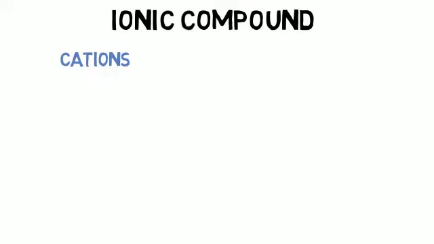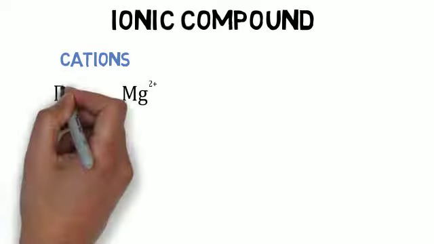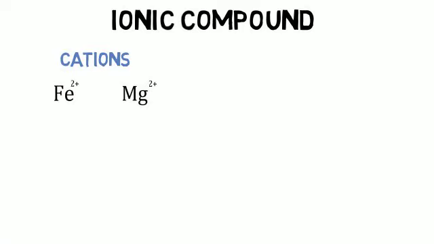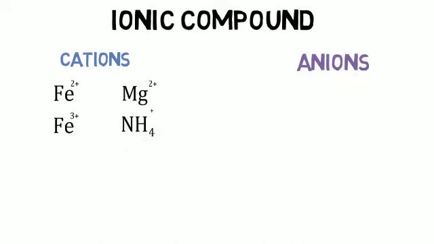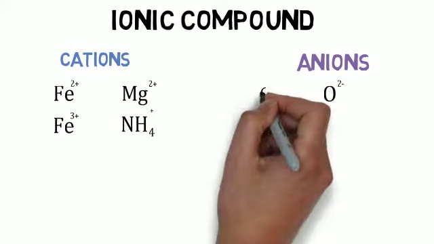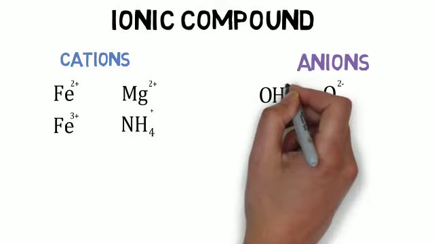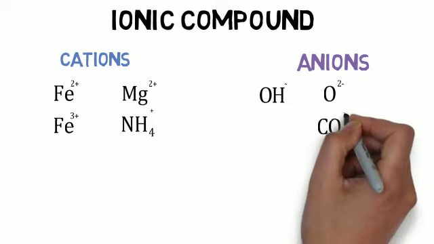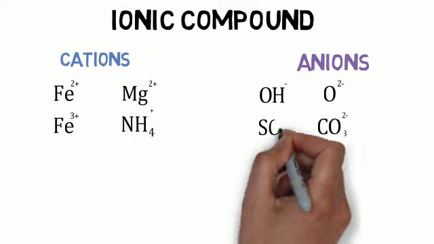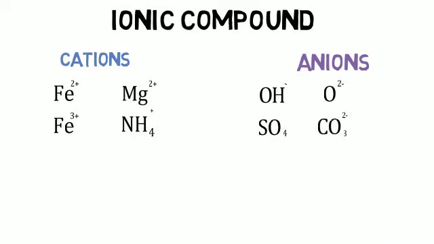Now, we can have a whole range of different cations and anions, which means we can have a whole range of ionic compounds. So some examples of cations are things like magnesium ion. We can have cations that are the same type of atom, just different charges, so iron 2 plus and iron 3 plus, and we can have complex ions like ammonium. We can also have different anions here. So we have simple ones like oxide, O2 minus. We can have hydroxide, which is OH minus. We can have more complex ones like CO3 2 minus, or our carbonate ion, and sulfate SO4 2 minus.